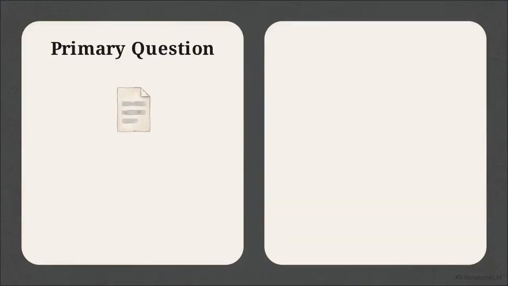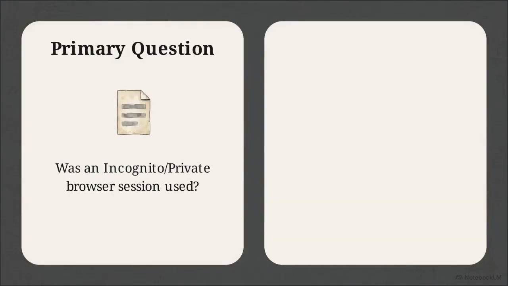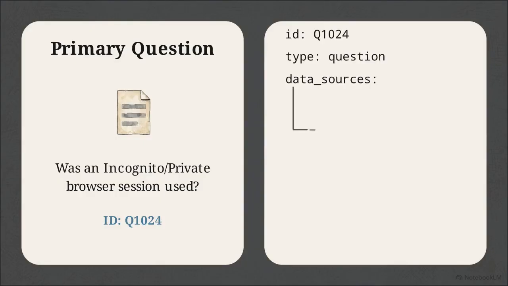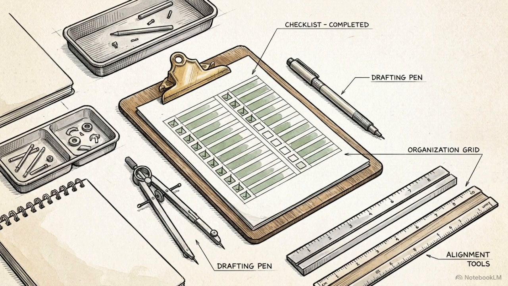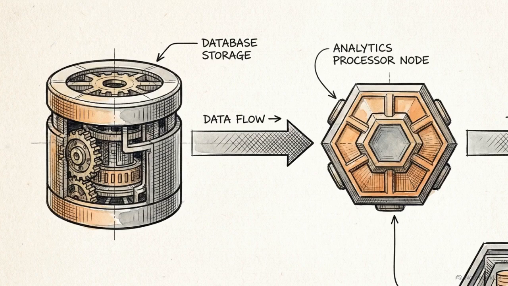DFIQ provides a specific question node for this scenario. Was an incognito browser used? Instead of jumping to a query, it forces the investigator to identify the required telemetry. In this case, CrowdStrike process rollup events. Before a single line of code is written, the investigator has a clear record of exactly what raw data is required. Once the data source is identified, the framework dictates the processor needed to parse it. For this example, we use Splunk.